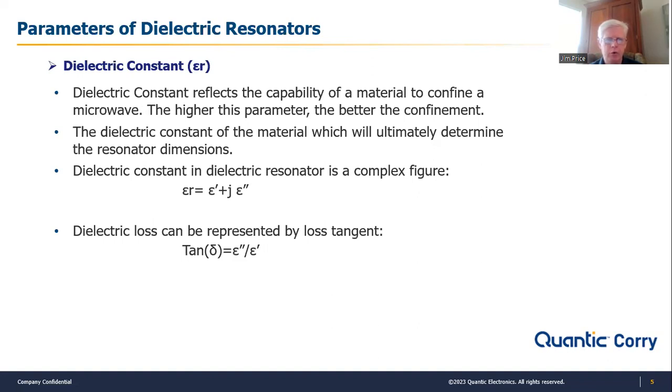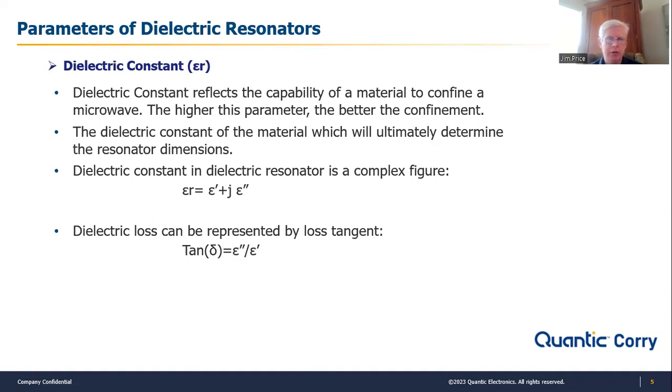And therefore, their quarter wavelength resonance is about the square root of that shorter. So a dielectric constant of 36 would result in a rod that resonates 6 times, or the square root of 36, shorter than a rod that was metal. So one of the big advantages of these dielectric resonators is that they can be smaller. The other advantage, surprisingly, is that they can be lower loss.